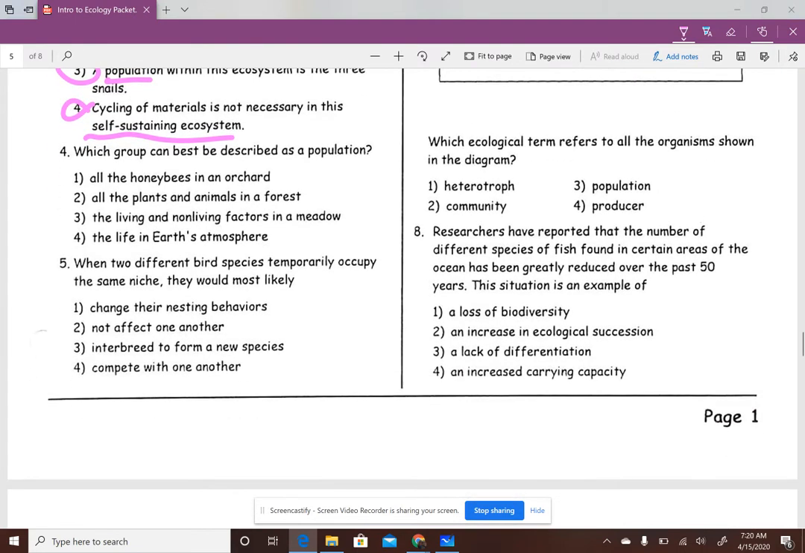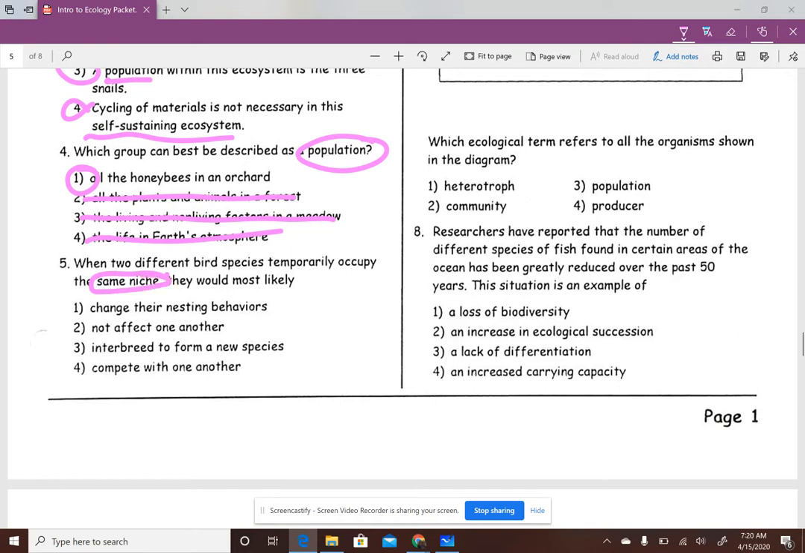So number 4 is coming down to what is the definition of a population? Again, a population is a group of the same species living in the same area. So the correct answer should have been number 1 because we're talking about one species living in one area. For number 2, all of the plants is too much. The living and the non-living, that would be an ecosystem in and of itself, and all of Earth, so a little bit too big.